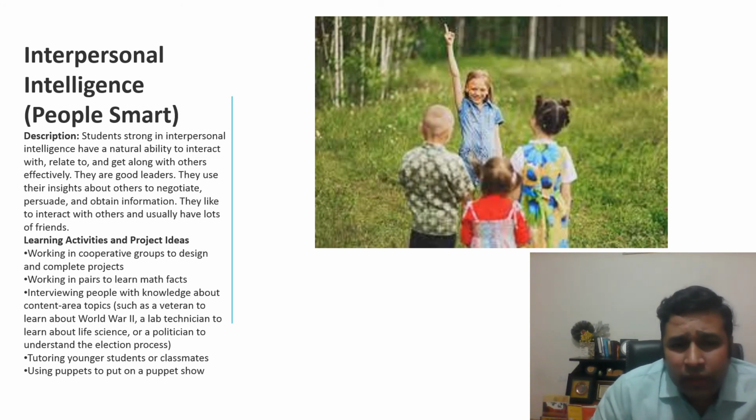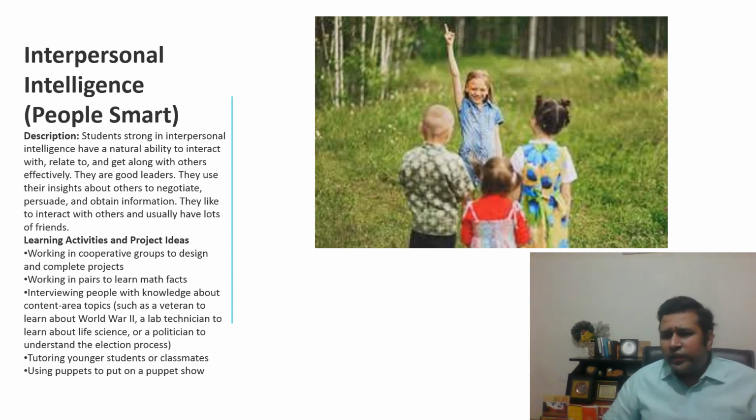interviewing people with knowledge about content area topics, tutoring younger students or classmates, using puppets to put on a puppet show. So, two or three things which are very important are: first is tutoring young students. So, peer teaching is a very important method to learn as well as to develop this skill of interpersonal intelligence. Then, second thing is working in groups of two or more. So, working in groups for your projects, for your other things, so ensure that children are doing that.